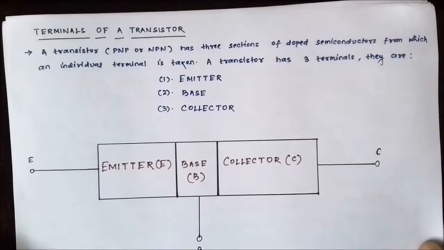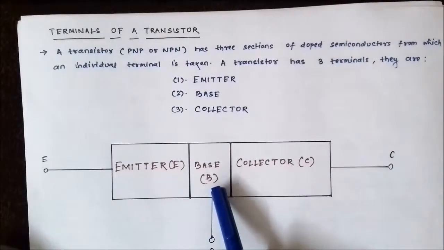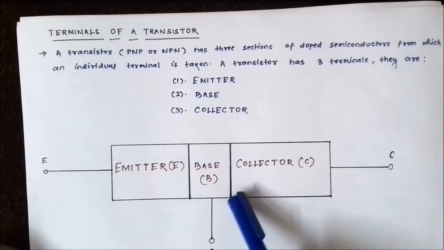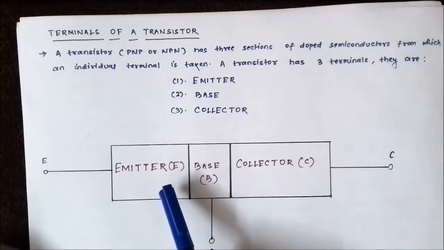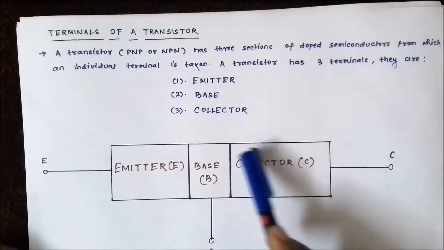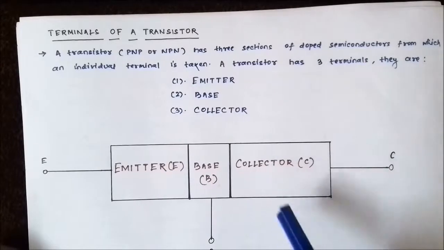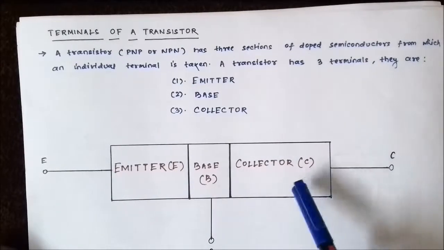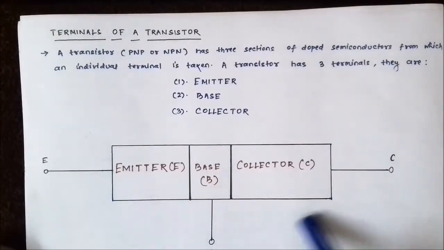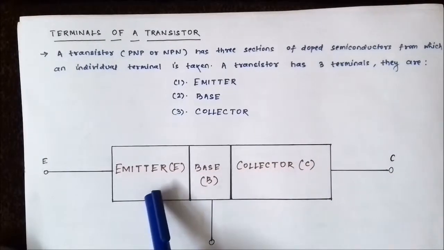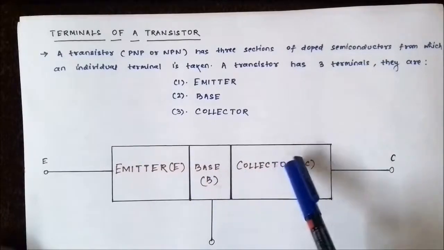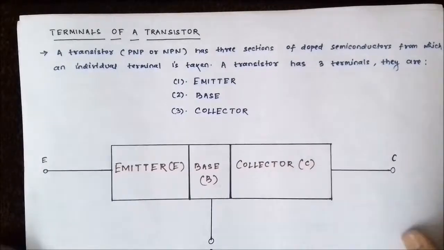Now you would have noticed that the base has the least area occupancy. The emitter has slightly more area than the base, but less than that of the collector, and the collector has the maximum area. Why it is done in this fashion, we will discuss in the working of the transistor. So we have the three terminals emitter E, base B, and collector C, which are taken from the three separate semiconductor blocks of a transistor.